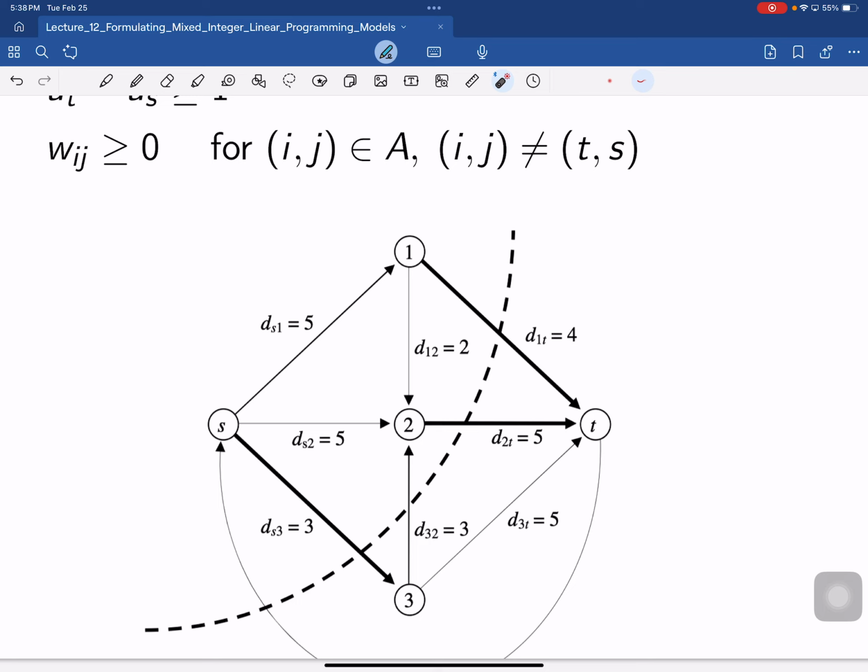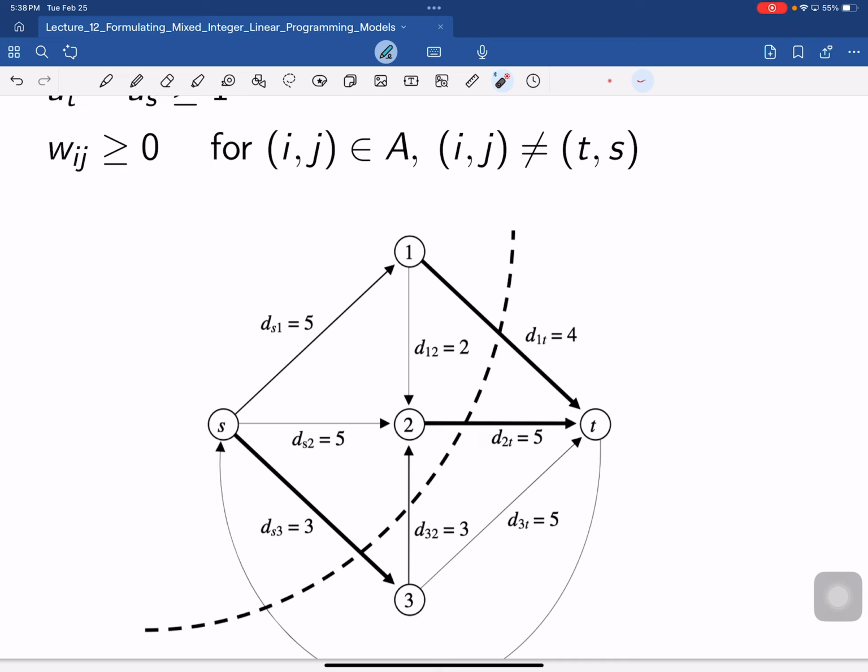Suppose you divide this graph into two parts. Let's split all the nodes into two subsets. In total, maybe there are 1, 2, 3, 4, 5, so 5 nodes. One subset has 1, 2, and S, and the other subset has T and 3. You can split them arbitrarily. You can put 3 and 2, and then you could also do 2 and 3. So this is a particular split or a particular partition.